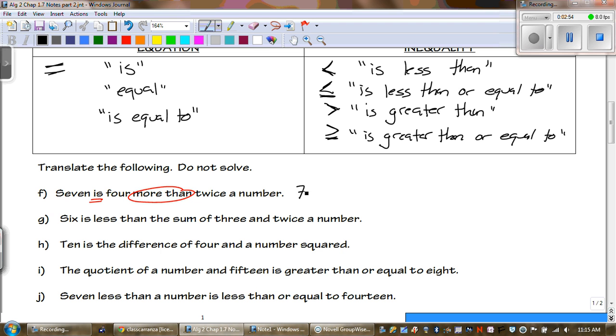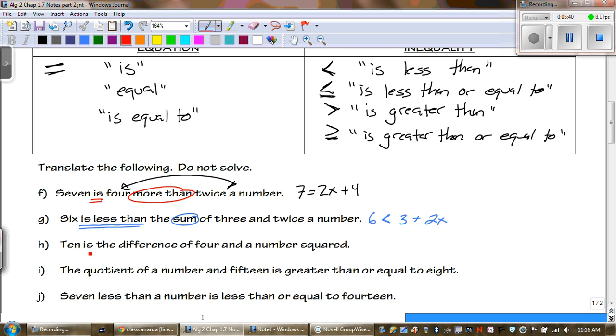So is the equal sign, so 7 is. We have to switch the order because it's more than. So twice the number comes first, plus 4. So 7 equals 2x plus 4. All right, 6 is less than the sum of 3 and twice the number. So 6 is less than means we're doing the inequality. The sum tells me that we're adding, and we're adding 3 and twice the number. Okay.